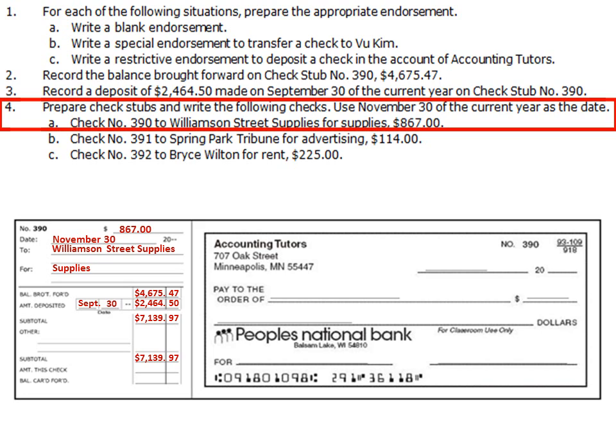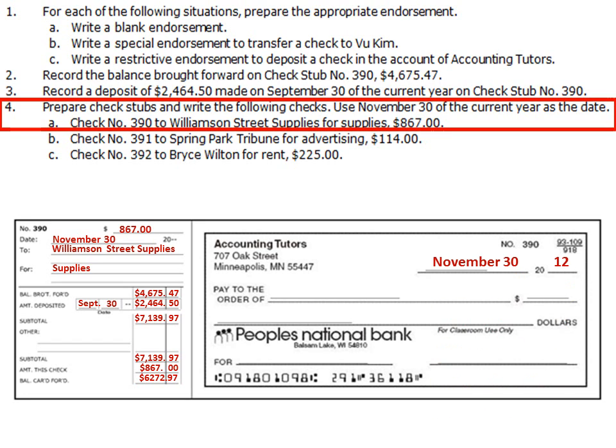And now we're going to go down and make sure we have our next balance. So if you notice, we have our subtotal. Right underneath that on the left-hand side, you'll see amount this check. We're going to put $867. We have our subtotal minus the amount of this check because a check is ultimately taking money out of our checking account. And we get our balance carried forward, $6,272.97.